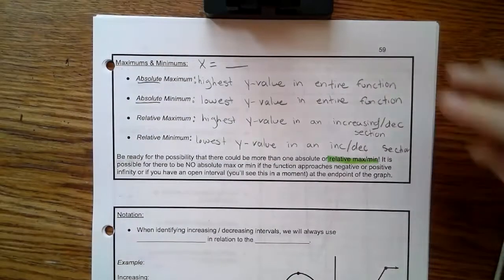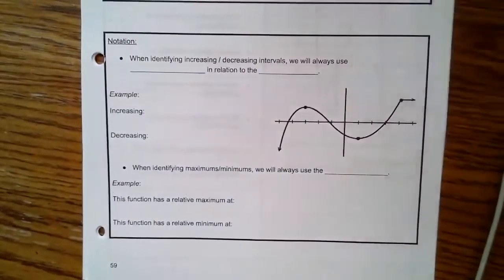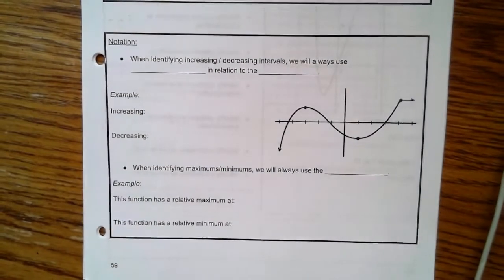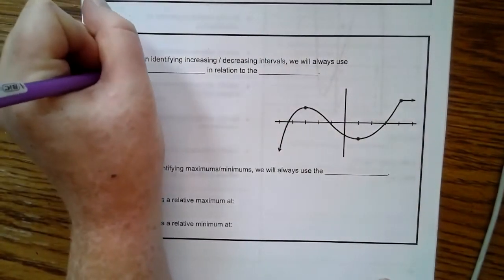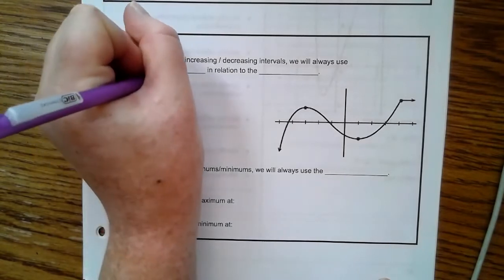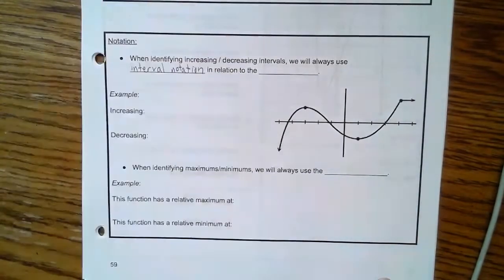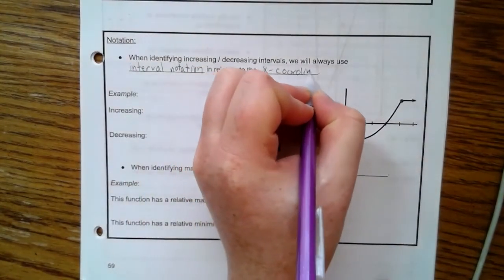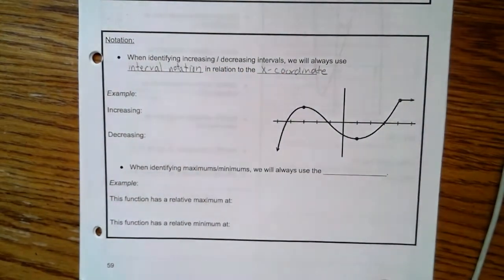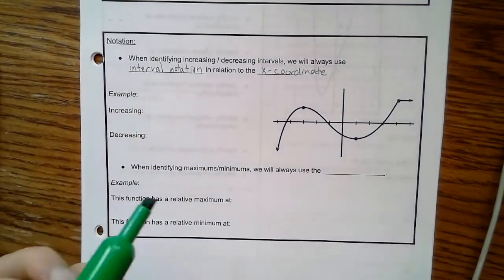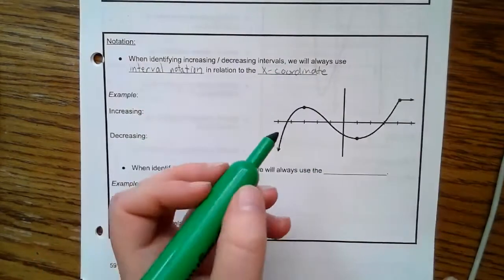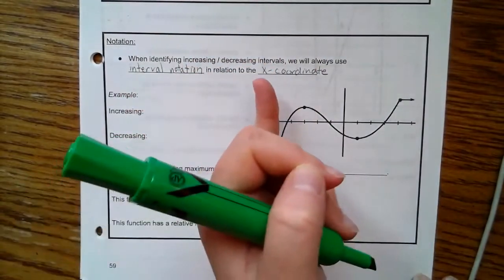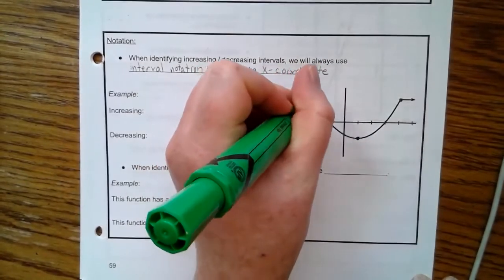Let's look at some graphs. When identifying increasing and decreasing intervals, we will always use interval notation, in relation to the x coordinate. If I look at where things are increasing, and I always like to highlight, I would say from here to here, I'm increasing, right? We're going up.